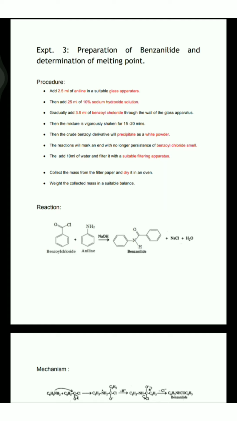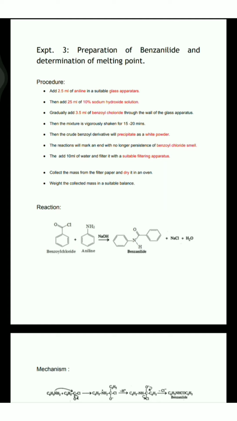Then we will go for vigorous shaking for 15 to 20 minutes. The crude benzoyl derivative will get precipitated as a white powder. The reaction comes to an end when there is no longer any persistence of the benzoyl chloride smell, which is a choking smell. Then we have to add 10 ml of water and filter it with a suitable filtering apparatus, that is, an air suction Buchner funnel. Then we have to collect the mass and dry it in the oven.